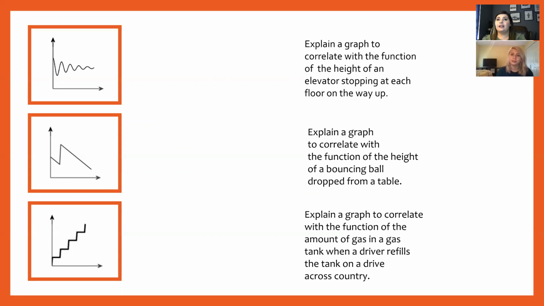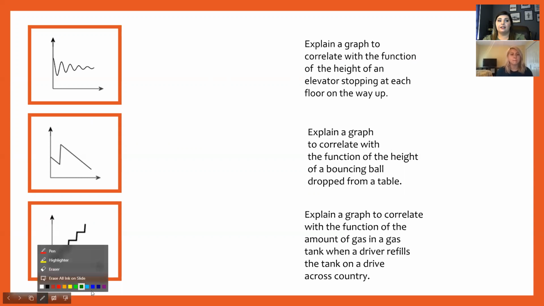So the first one is the one about the elevator. It says, explain a graph to correlate with the function of the height of the elevator stopping at each floor on the way up. So if you were just to guess by looking, which one would you think is the appropriate one?